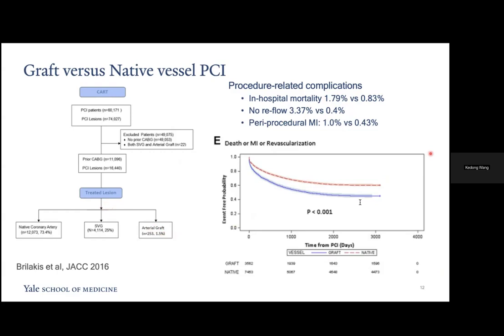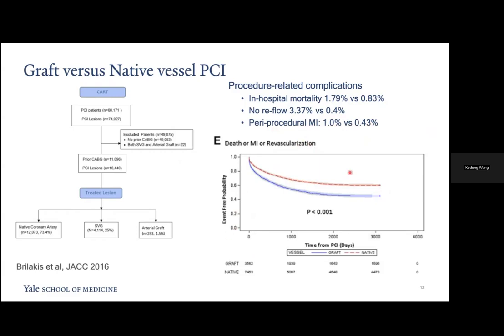So the authors found that in general, patients undergoing bypass graft PCI had higher in-hospital mortality compared to native artery PCI, 1.79% versus 0.83%. There was a higher rate of no reflow phenomenon at 3.37% versus 0.4%. And there was a higher rate of periprocedural MI in general, 1% versus 0.43%.